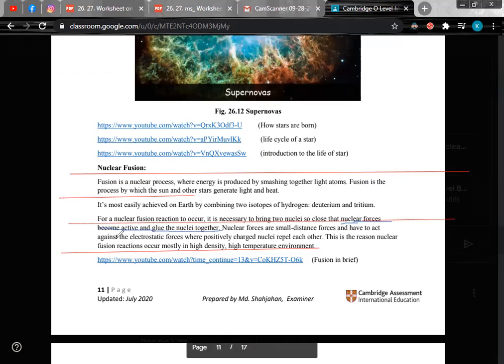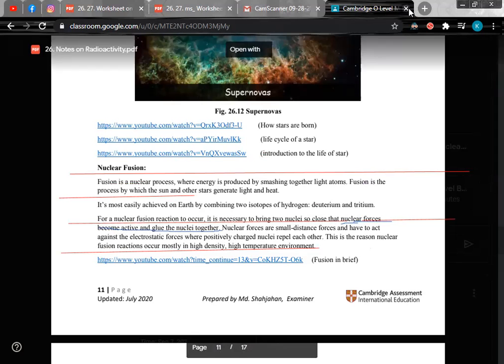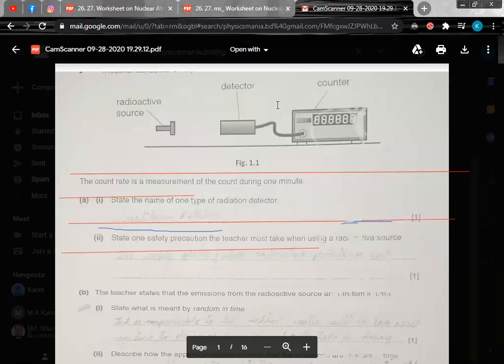So there is high density, high temperature required for nuclear fusion, right? This is the most important thing. Then we need two hydrogen nuclei to fuse together to form helium. So can you see the mark scheme? The points came over there.